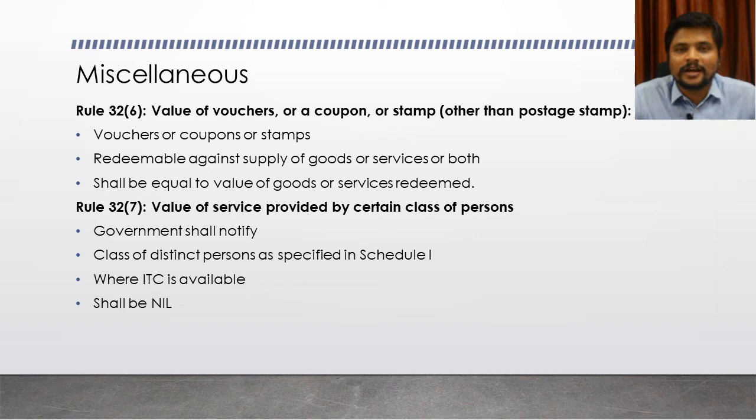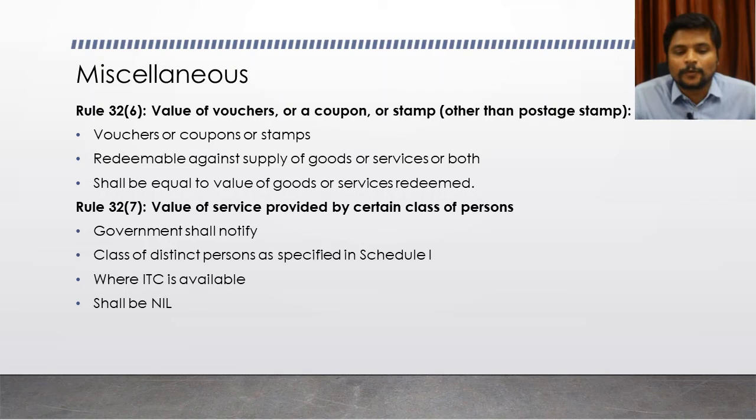An example is a lifestyle coupon. You can go to the lifestyle store, you can buy any products offered by the particular merchant, and against the payment for that particular product you can redeem this voucher, and that is redeemed against the particular supply. So that is called a voucher. The value shall be equal to the value of goods or services redeemed. So the value of this particular voucher will be nothing but the equivalent value of the goods supplied against this voucher. Very simple. Okay, next rule.